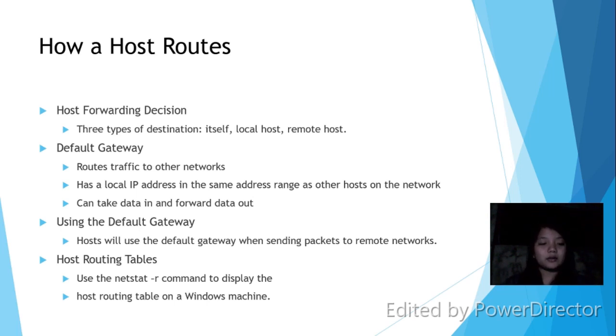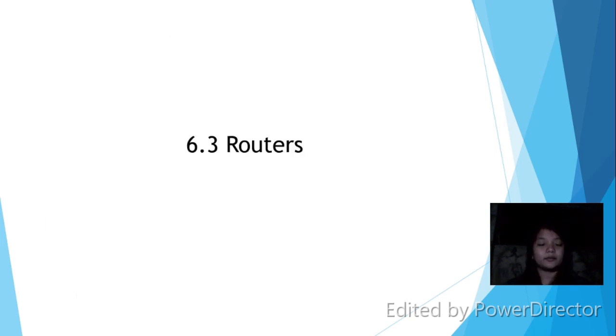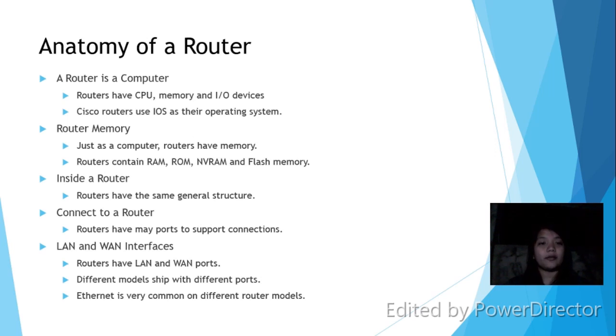Host routing tables. Use the netstat -r command to display the host routing table on a Windows machine. So netstat -r is the command. The router's anatomy: a router is a computer. Routers have a CPU, memory, and I/O devices. So it says here that a router is also a computer. Cisco routers use IOS as their operating system.